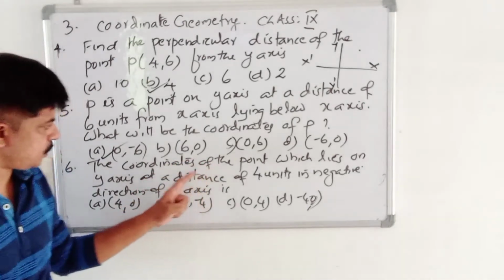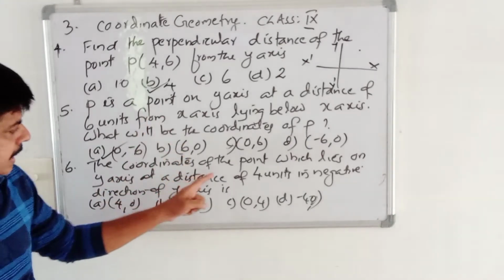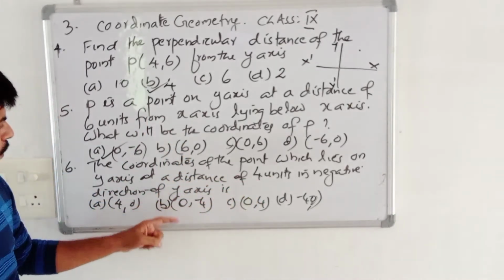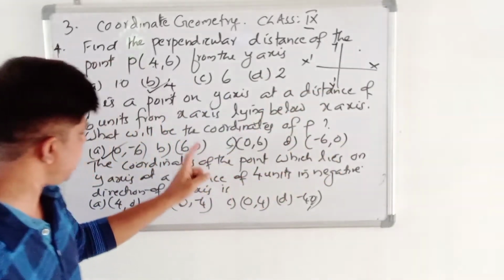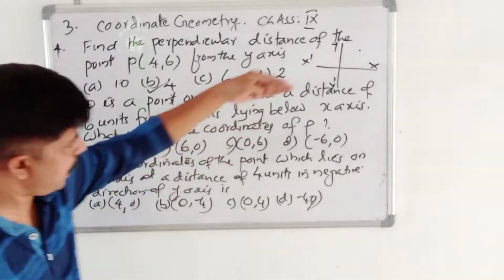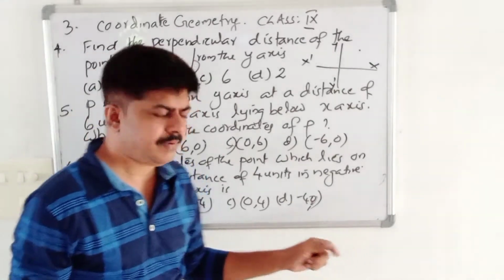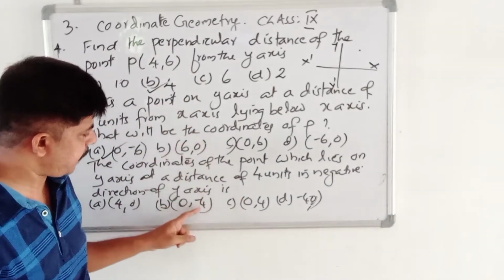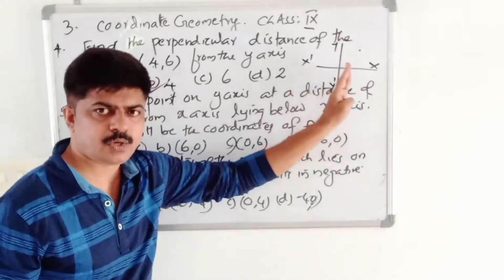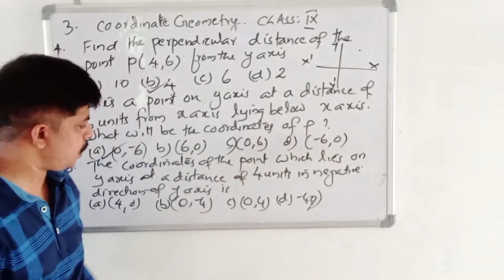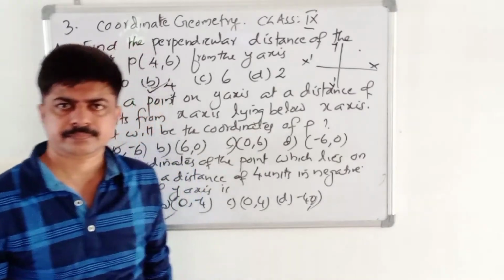Okay. Now we have the next one. The coordinates of the point which lies on the y-axis at a distance of 4 units in the negative direction of the y-axis. Negative direction of the y-axis means below, like the previous question. Below the x-axis is the negative direction of the y-axis. So the y-coordinate will be negative 4. A point on the y-axis has the general form (0, y), so the x-coordinate will be 0. Therefore, option B is the right answer.